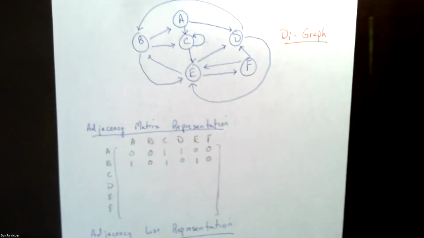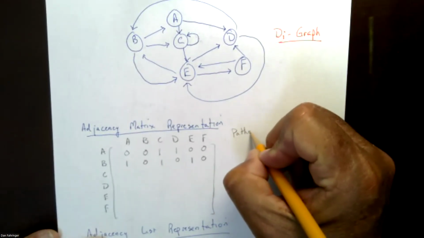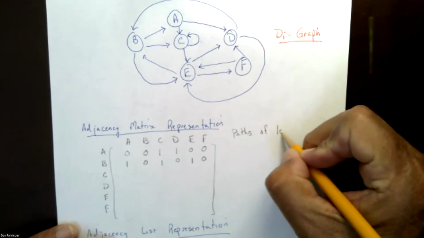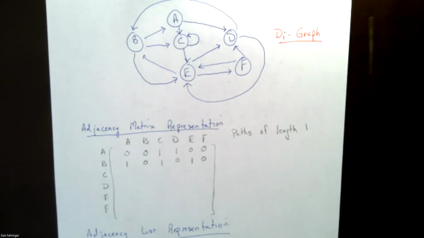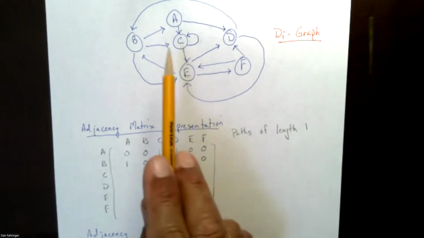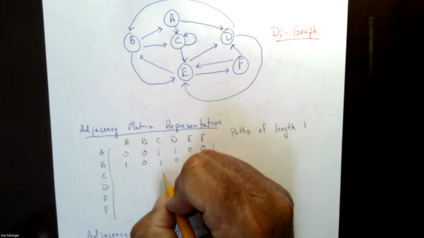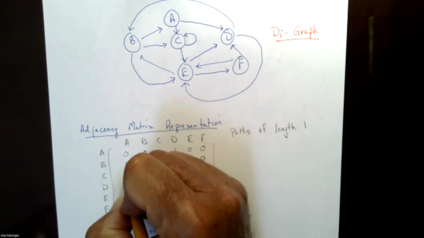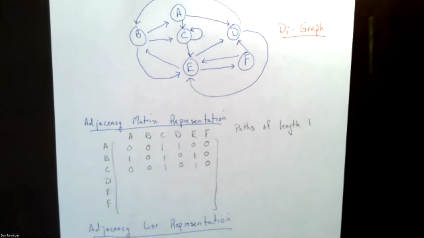And I'm going through and I'm actually finding paths of length 1 for this graph. C goes to E and itself. Now, as you can see in this instance, you're getting a lot of zeros in here. Could be worse, but I'm starting to get a lot of zeros.